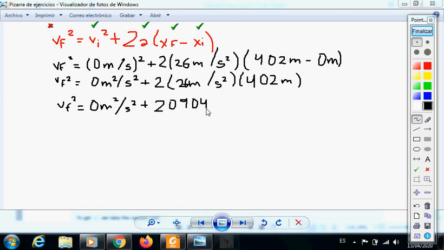And what is going to be the unit? Be very careful here. You're not going to cancel meters by meters.